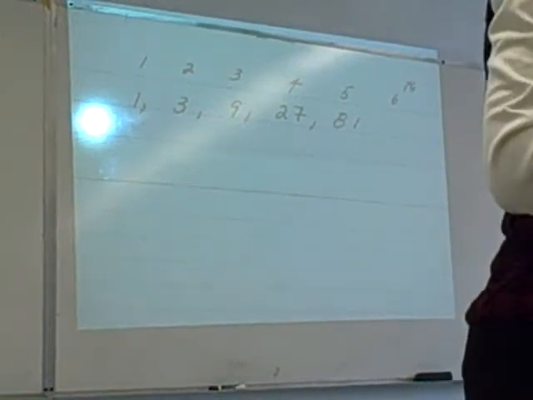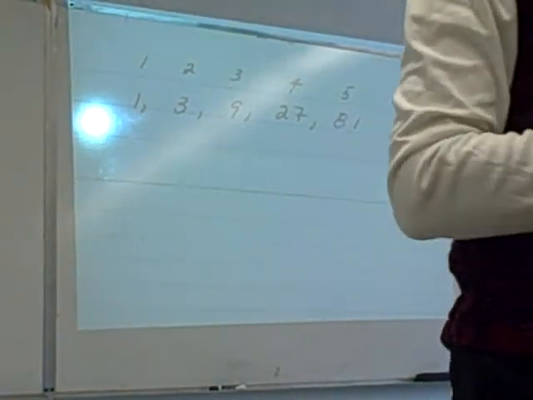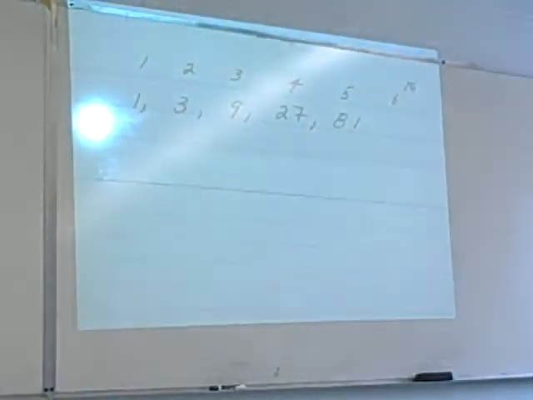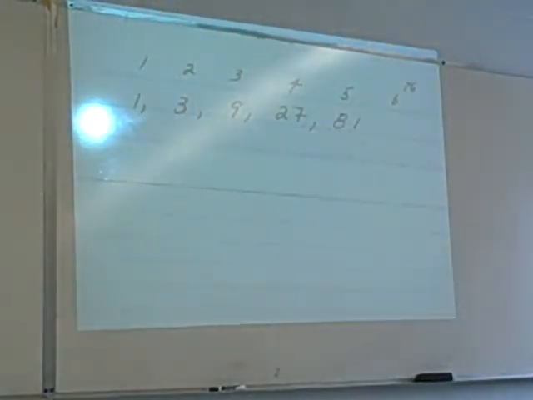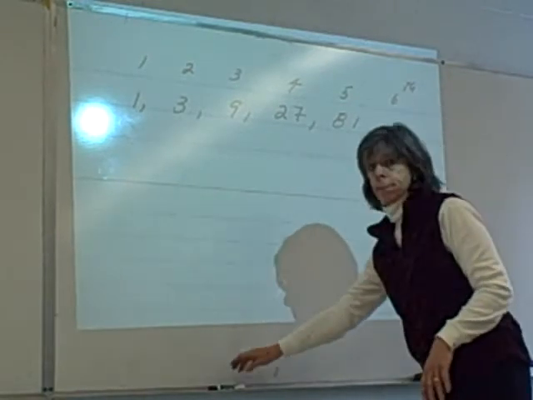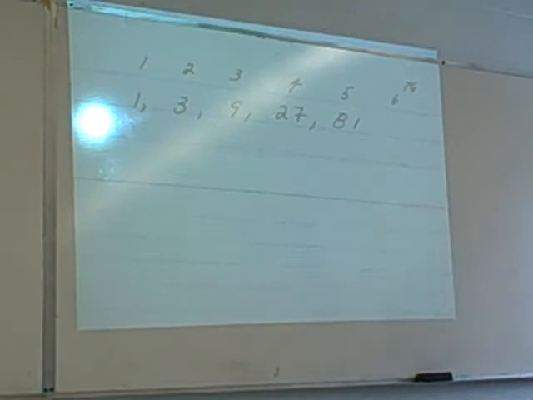Is that an arithmetic or a geometric sequence? Geometric. Okay, geometric. And I know that it's geometric because of what? Okay, so there is a common ratio, and the ratio is 3.